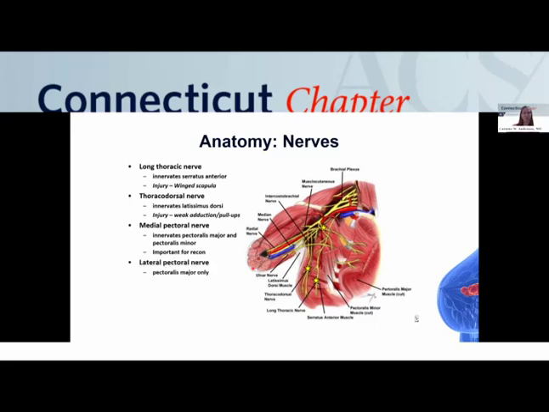The lateral pectoral nerve innervates pec major only. And finally, intercostobrachial nerve provides sensation to the medial underarm and the axilla, and is the most common nerve to be injured in axillary surgery, both a sentinel lymph node biopsy and an axillary dissection.